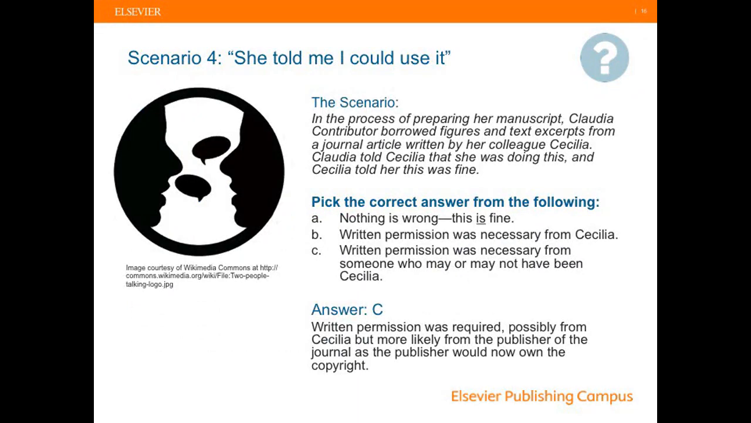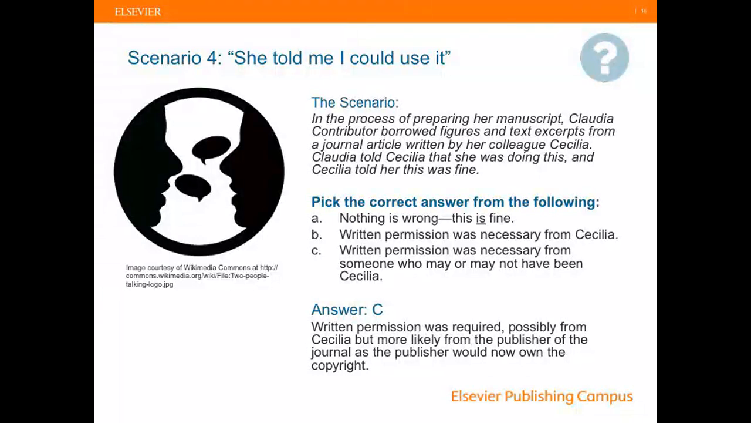Scenario 4, she told me I could use it. In the process of preparing her manuscript, Claudia Contributor borrowed figures and text excerpts from a journal article written by her colleague Cecilia. Claudia told Cecilia she was doing this, and Cecilia told her this was fine. Pick the correct answer from A, nothing is wrong, this is fine. B, written permission was necessary from Cecilia. Or C, written permission was necessary from someone who may or may not have been Cecilia.